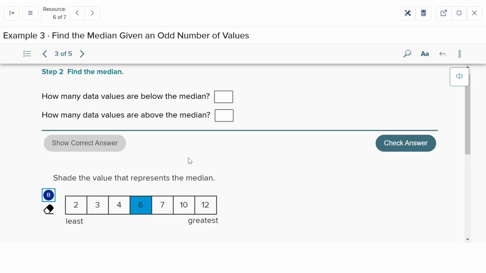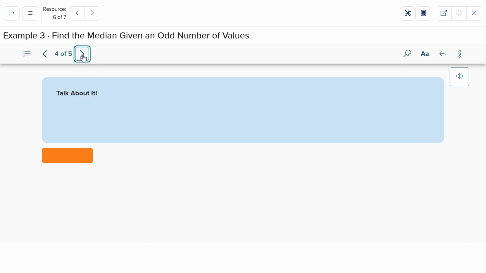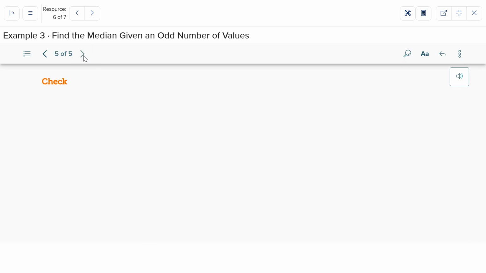It says shade the value. There it is. And that means that there are 3 above and 3 below. That should always be the case, where these match. The number of data values below and above should always be the same because you're in the middle. All right, so try that check.